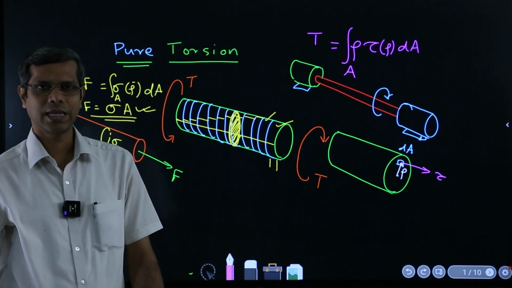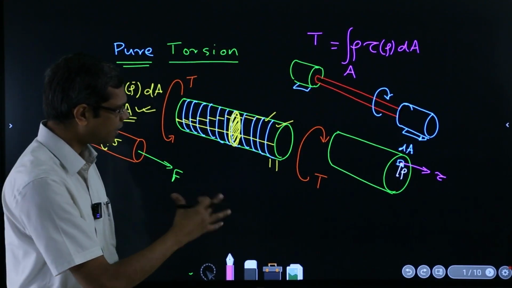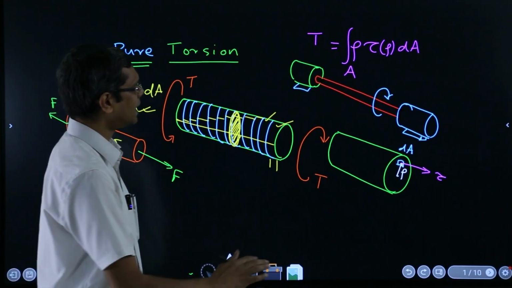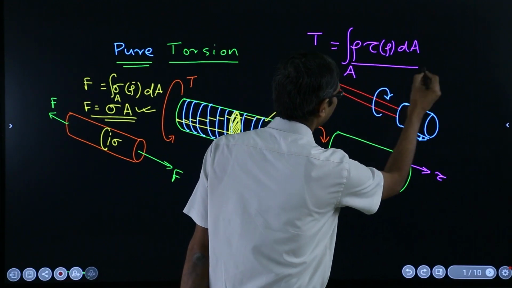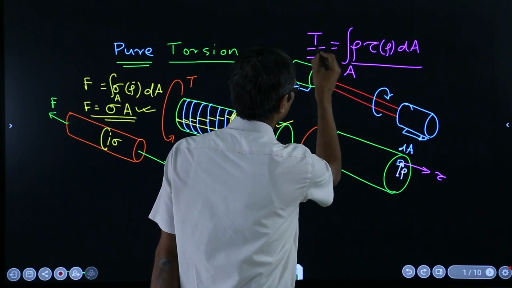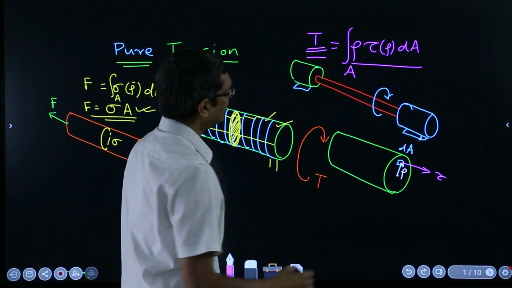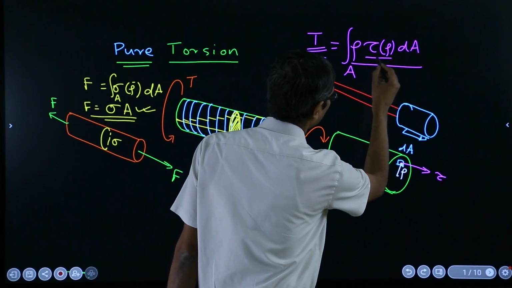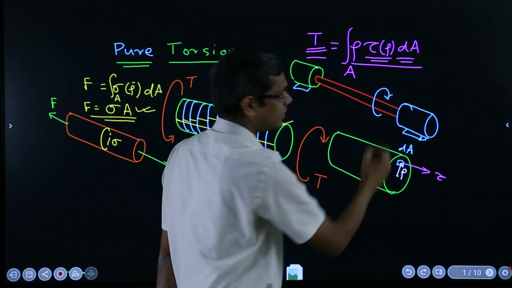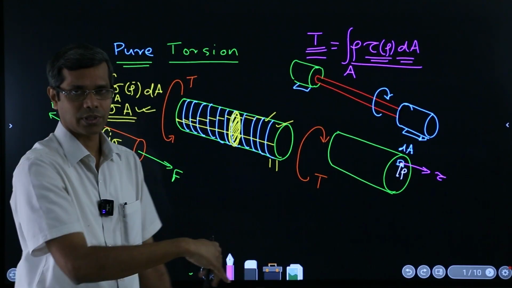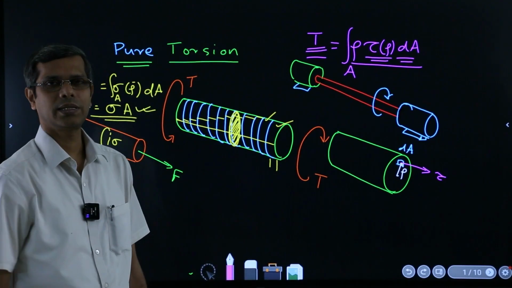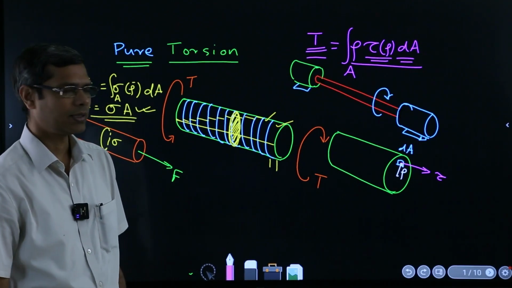Because everything is in equilibrium, the torque and the internal stresses, that is how you write the equilibrium equation. The externally applied torque T is equal to the shear stress times the area, which gives the force, times the distance to get the moment, integrated over the area, and you will get the torque.